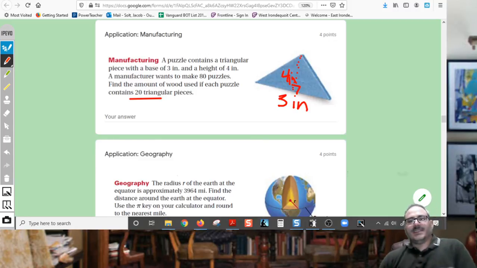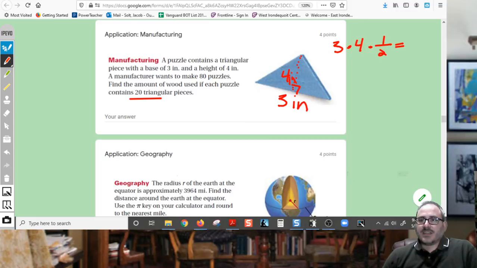So how much wood is this puzzle maker going to need to create 20 triangular pieces in a triangle that looks like this? So remember, we're really talking about area here. We want to find the area of the triangle. The area is going to be the base times the height times 1/2. So the base is 3 times the height is 4 times 1/2. That's going to be 6. So the area of each triangle is going to be 6 inches squared. And he wants 20 of these things. I think you can take it from there.